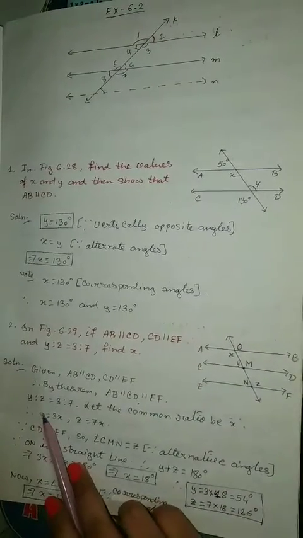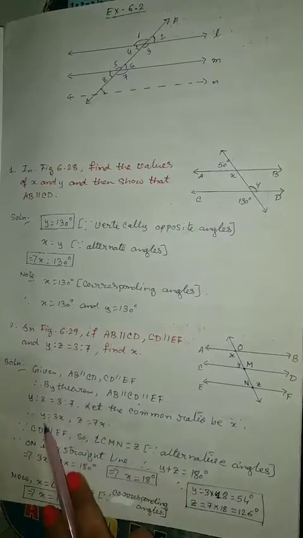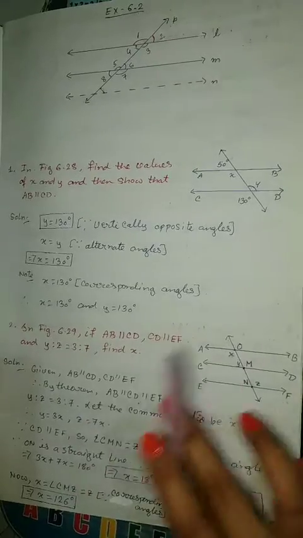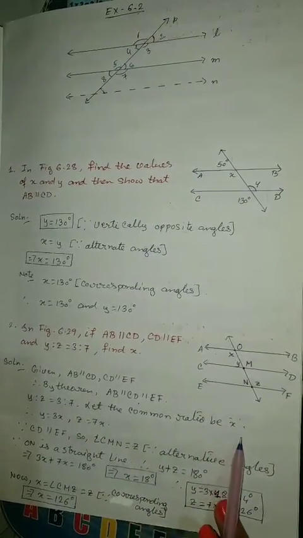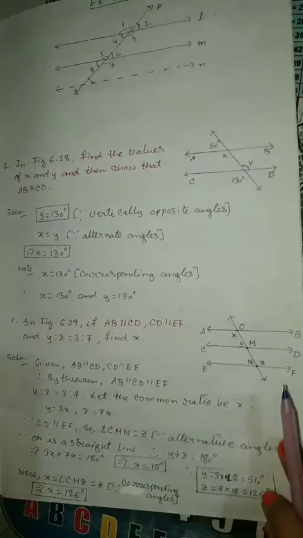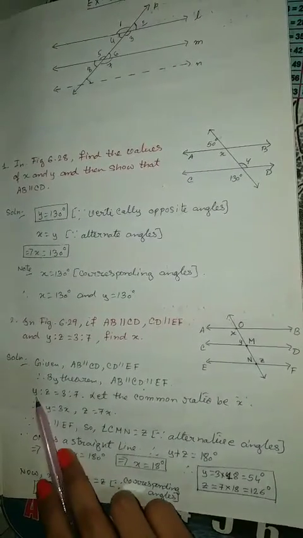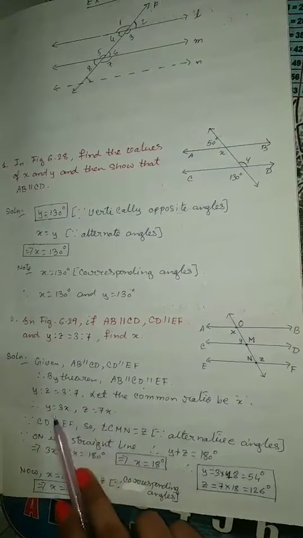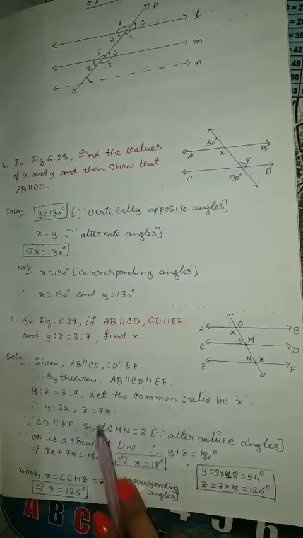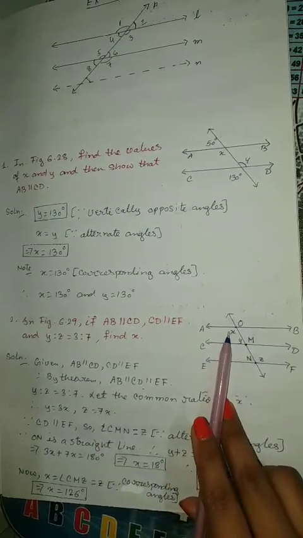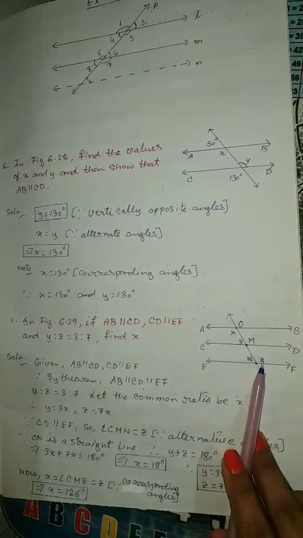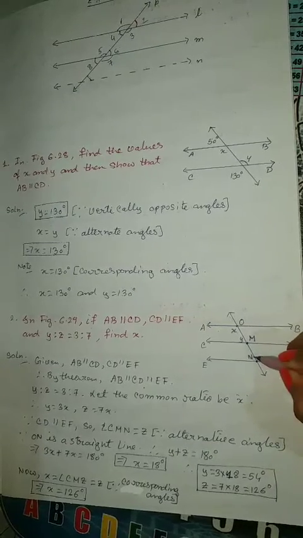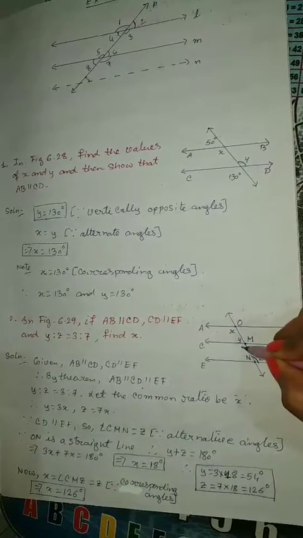Okay. Second condition which is given is y is to z equals 3:7. So just like the previous sum in the previous exercise, let the common ratio be x. So if the common ratio is x, then what can we say? Y equals 3x, z equals 7x. Let's see, this is y, this is x, and here is z, right? So since CD is parallel to EF, can we say z here, this angle is equal to this angle?